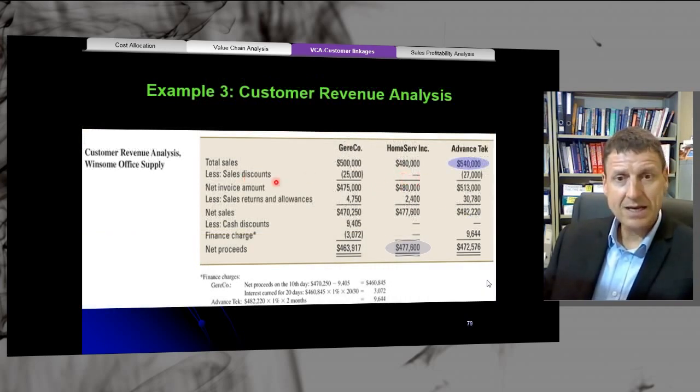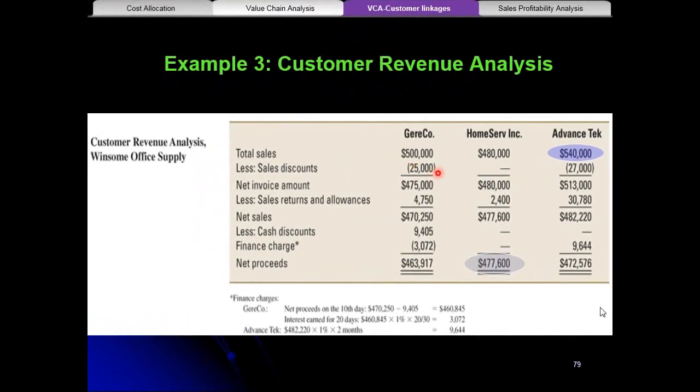Well, notice sales discounts at 25,000. Advanced Tech, you had to give up to 27,000 in discounts. What about sales returns and allowances? Advanced Tech, wow, $30,000 returns. There's a huge cost here. Jerry Company, a little bit less. Sales returns allowances. Home Service, very much less.